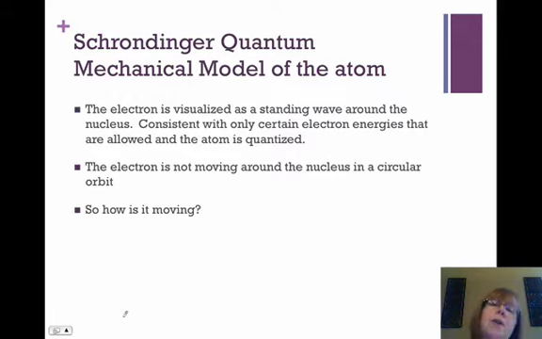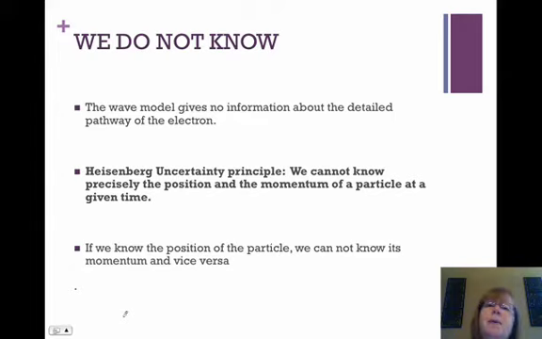So Schrödinger's quantum mechanical model of the atom assumed that the electron was a standing wave around the nucleus. And this allowed only certain energy levels for the electron, and therefore it would explain the line spectra that we see with different elements. The electron is not moving around the nucleus in circular orbits as Bohr had proposed. So how is it moving? The answer is we really don't know. This wave model gives no information about the detailed pathway of the electron.